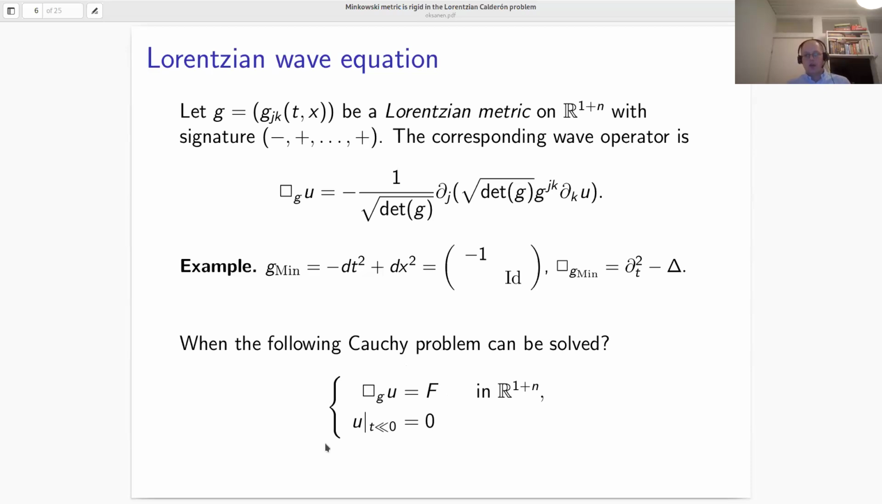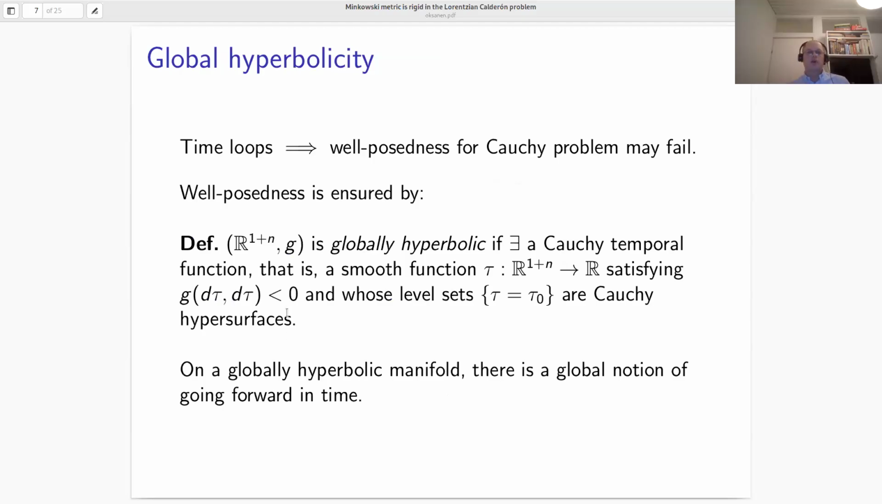And one obstruction, for instance, is if there are time loops, so if there are some paths that go forward in time but then are closed, so there is some sort of time travel. If it's possible to travel back in time on the Lorentzian manifold, then this Cauchy problem might not be well posed. And it's very typical, if you look at the literature in general relativity, for instance, to impose this global hyperbolicity condition on your Lorentzian metric that guarantees that the Cauchy problem is well posed.